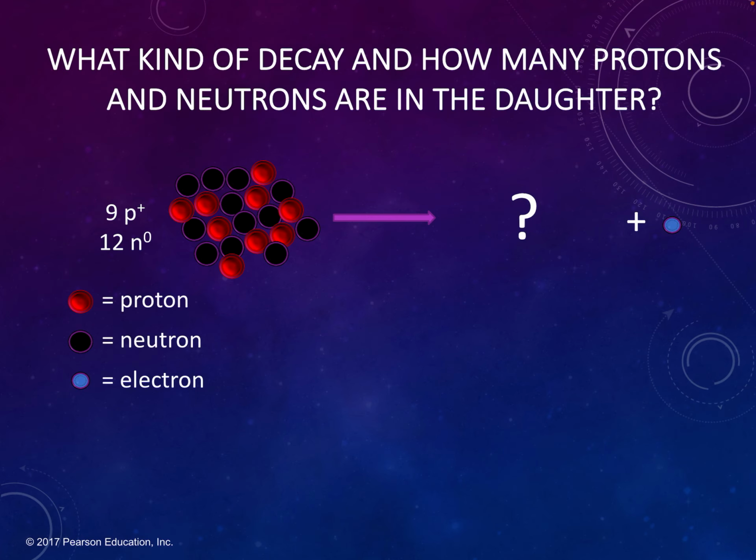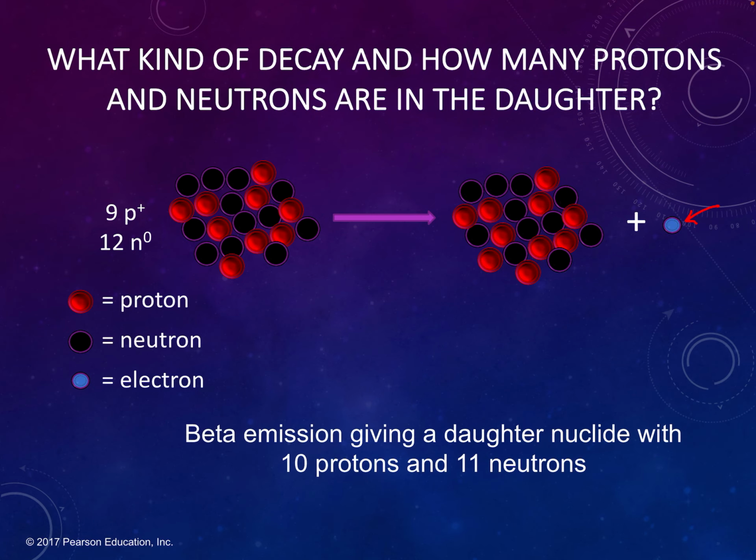All right, let's try another one. So we started off with 9 protons, 12 neutrons, and we have lost an electron. And when we lose an electron, remember we're losing the electron from the nucleus, right? Not from the electron cloud. So we're losing an electron from the nucleus. That means that this is beta decay. And when we lose an electron from the nucleus, one of those neutrons gets turned into a proton. So now we're going to have 10 protons and only 11 neutrons.